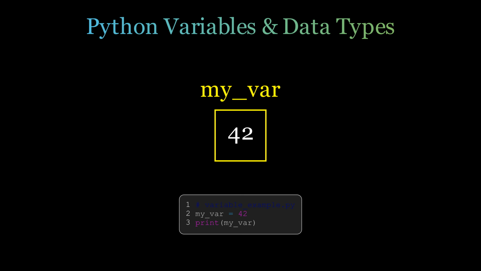Here's how this variable creation looks in actual Python code. The line my_var equals 42 creates our variable and assigns it the integer value. Notice that in Python, we don't need to declare the variable type beforehand. Python automatically determines the type based on the value we assign.